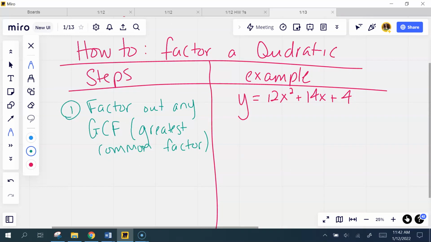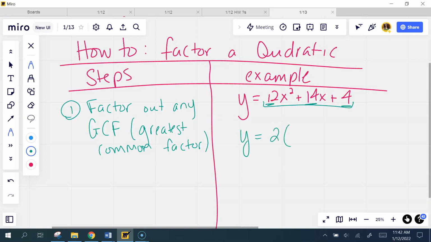And I know that there are lots of different methods for factoring, but this is what I have found to be the most beneficial for you because it works in every single situation. All right, so as I look at these, they don't all have x's, so I definitely don't have an x GCF. But all of these coefficients are divisible by 2. So what I'm going to do is just take a 2 out.